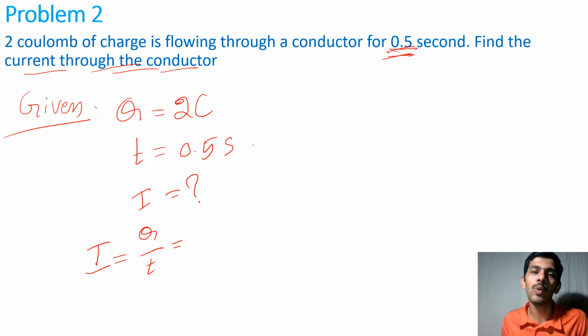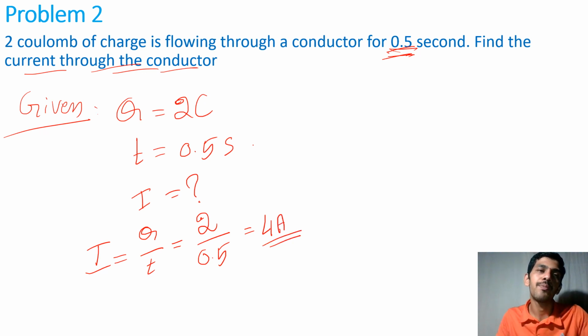That is, Q is given, that is 2, divided by time, which is 0.5. 0.5 times 4 times 0.5 is equal to 2. That is, I is equal to 4. What is the unit? Writing the unit is very important. So it is the formula for current. That is why it is 4 amps. That is the answer.